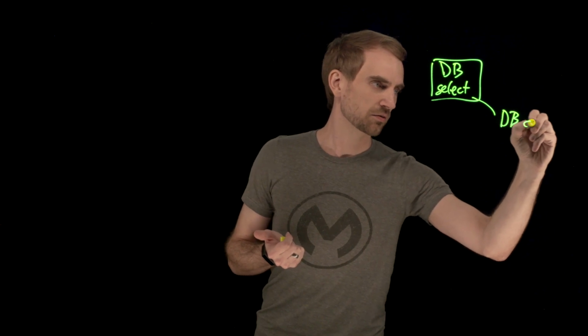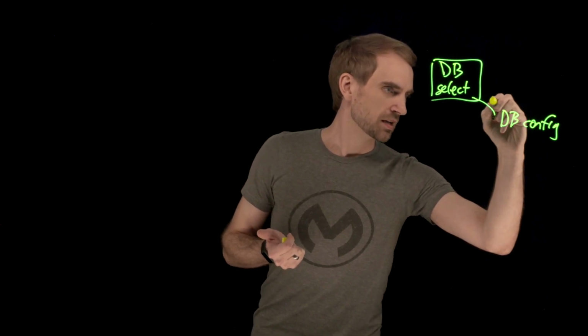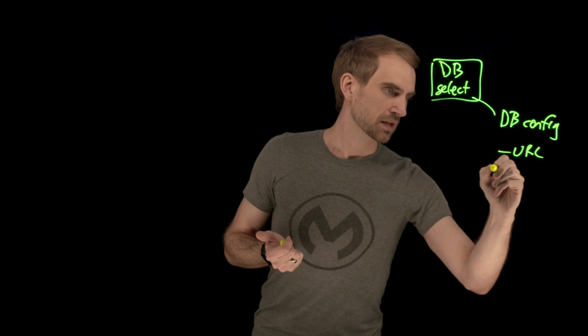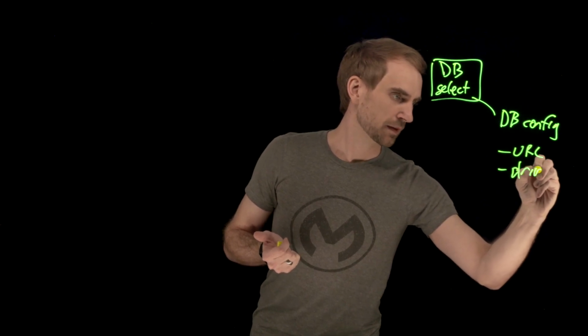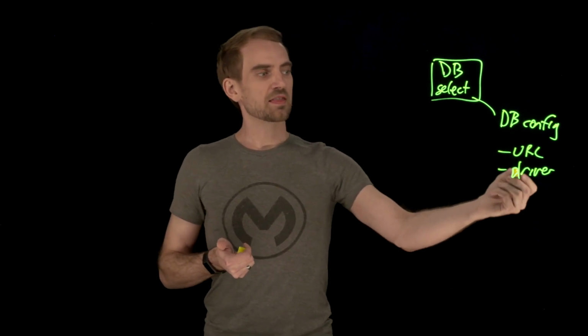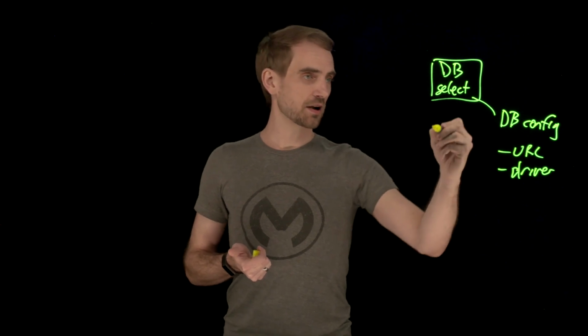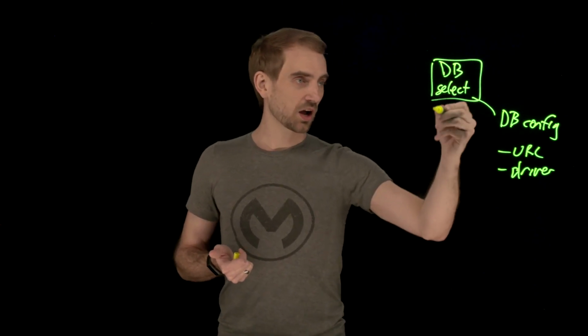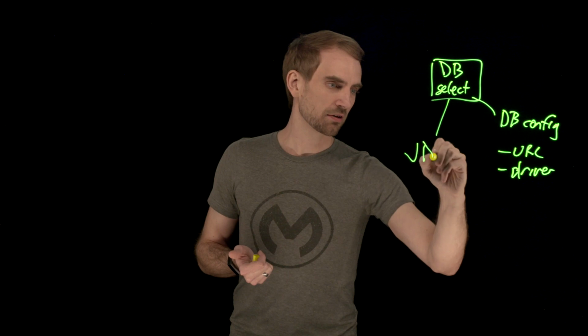Now, Mule sits on top of Java, so if we were making use of the database select operator, for instance, it needs to know some database config stuff and things like the URL and the driver. The driver itself needs to be in that dependency that you add into the project. So the underlying code here is going to call the JDBC driver.